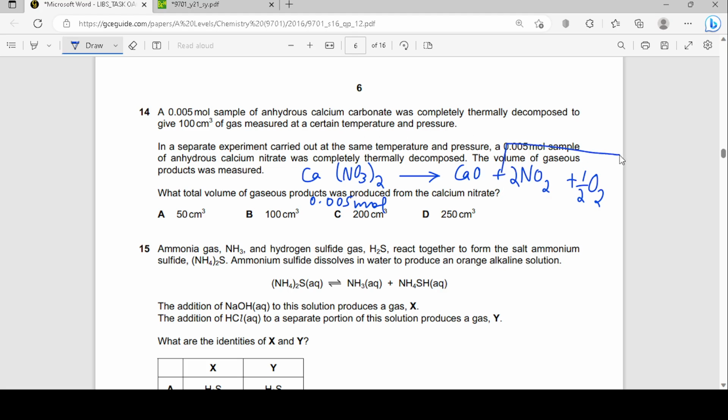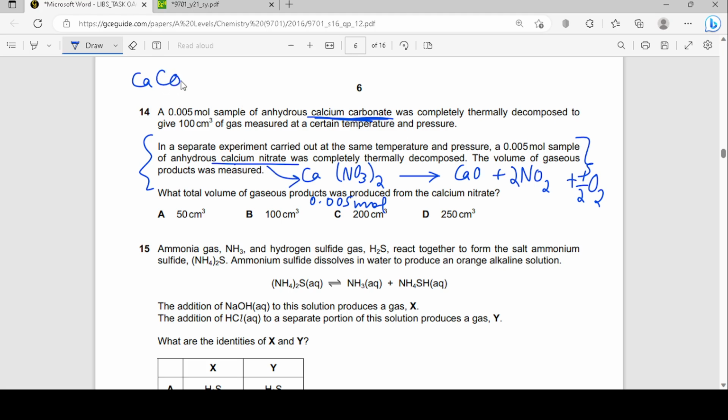And so we have 0.005 moles of calcium nitrate anhydrous, and then we have 100 cubic centimeters of gas. So in total, this is 100 cubic centimeters, right? And oh, they're saying it's a separate experiment, but this one was completely thoroughly decomposed. What total volume of gaseous products was produced from the, oh okay, so in the first one they're talking about calcium carbonate. Okay, fine. So we don't know this is 100 cubic centimeters. This one they're talking about calcium carbonate, and this one they're talking about calcium nitrate. So this is for this part of the question. This is the equation that we use.